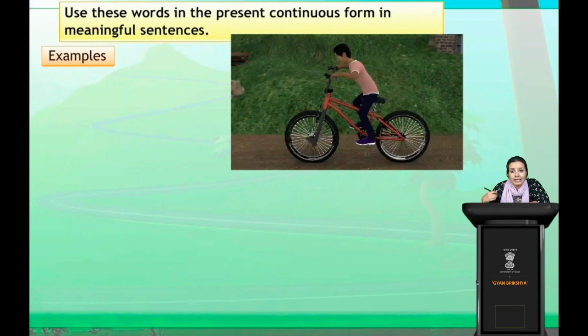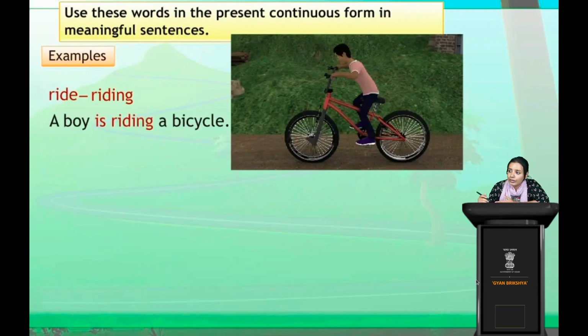So we can say verb plus ing, that is ride plus ing. It forms what? Riding. Okay. So a boy is riding a bicycle. So this is already going on. The action is already going on.